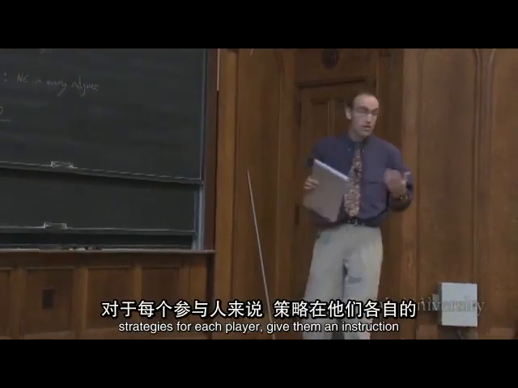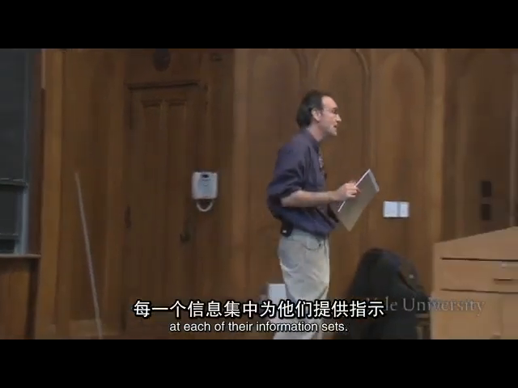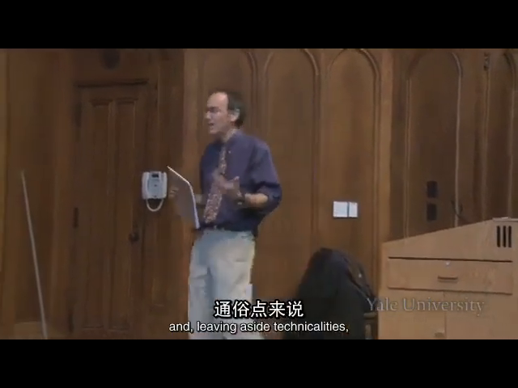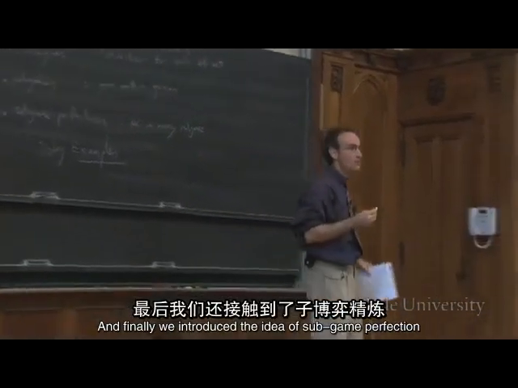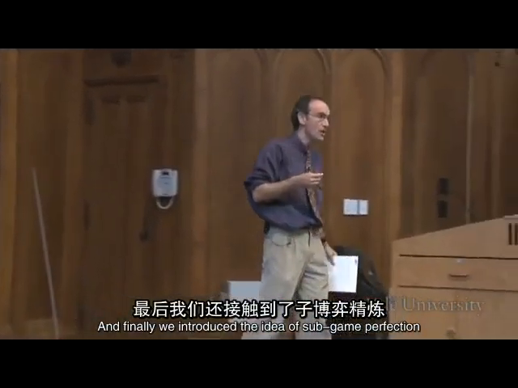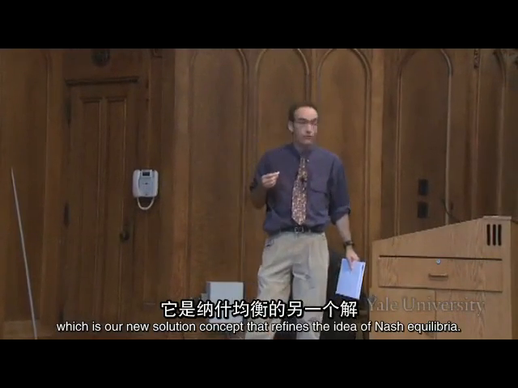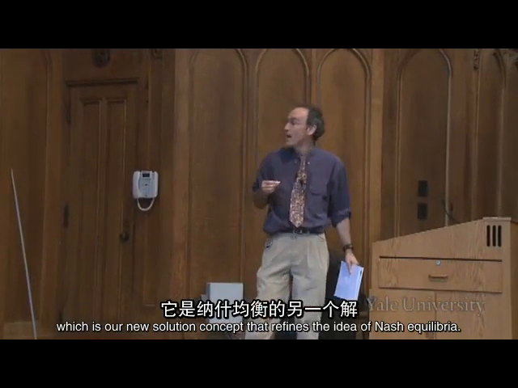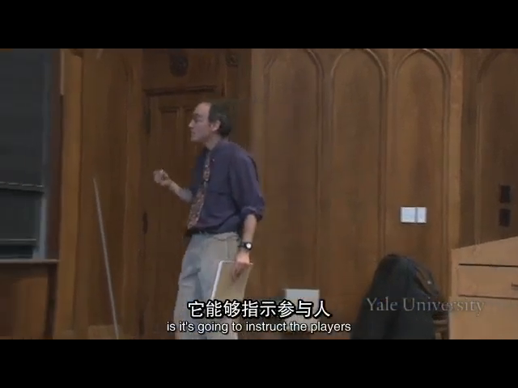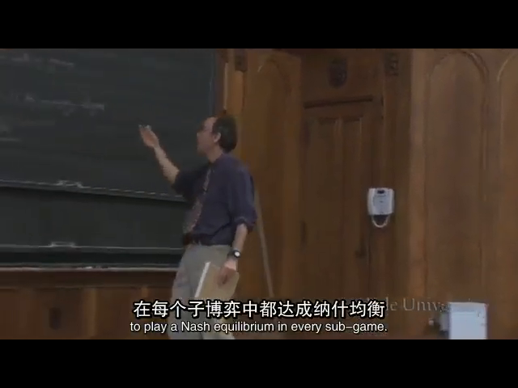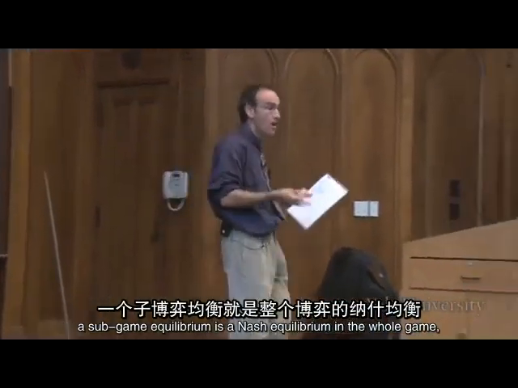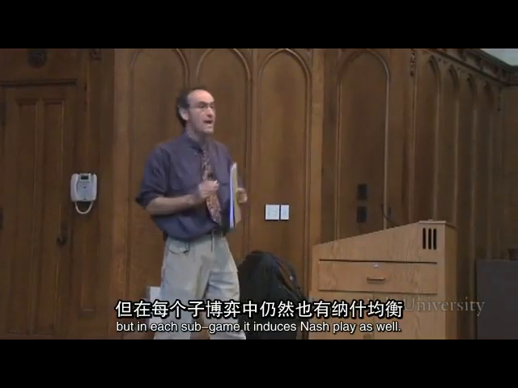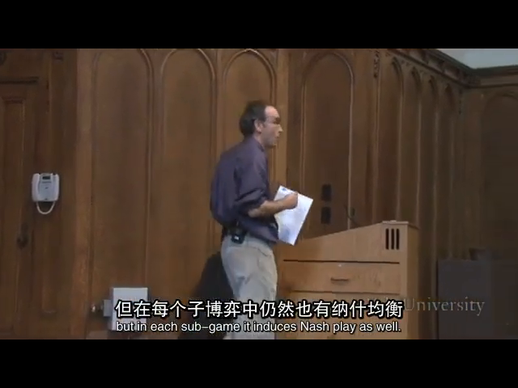Then we talked about what strategies meant in this context, and the basic idea is strategies are instructions. A strategy for each player gives them an instruction at each of their information sets. Then we talked about what subgames were, and leaving aside the technicalities, subgames were just games within games. And finally, we introduced the idea of subgame perfection, which is our new solution concept that refines the idea of Nash equilibrium. What subgame perfection is going to do is instruct the players to play a Nash equilibrium in every subgame. Another way of saying it is, a subgame perfect equilibrium is a Nash equilibrium in the whole game, but in each subgame, it induces Nash play as well.